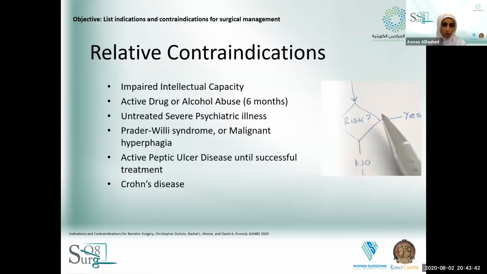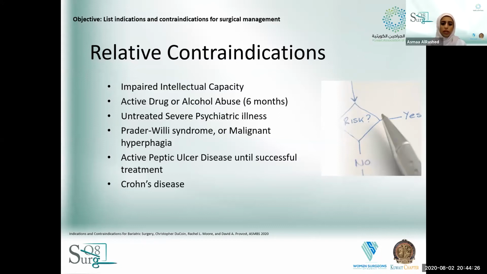Now, I want to talk about the relative contraindications, which we have more things to discuss there. Patients who have impaired intellectual capacity, you should not deny them surgery, but these patients will need a lot of support, and you need to make sure that your system will be able to support them. They will need family or friends or relatives for support and adherence. That is mainly the challenge for these patients. Now, if the patient is actively using drugs or has alcohol abuse, they should stop for at least 6 months prior to the surgery. Severe psychiatric illness, if it's not treated, you should not be operating until the disease is stable. But in general, you can operate on patients who have psychiatric illnesses.